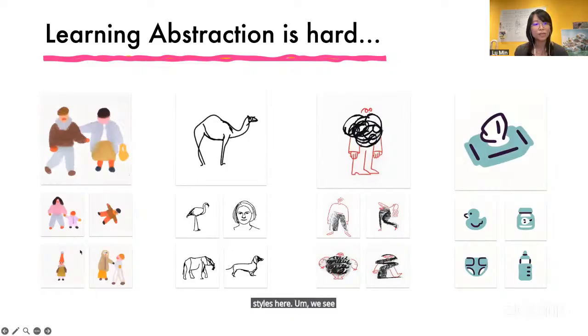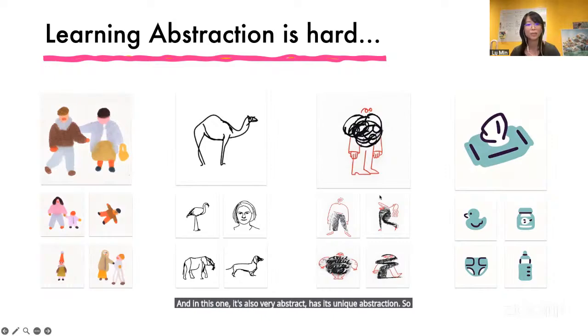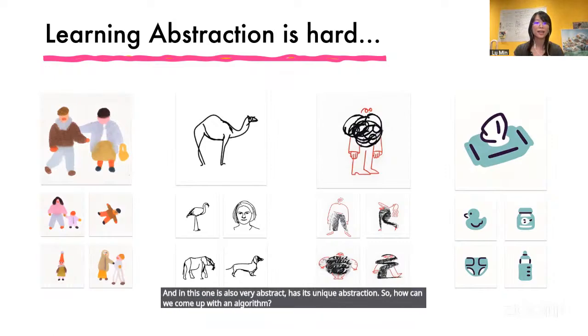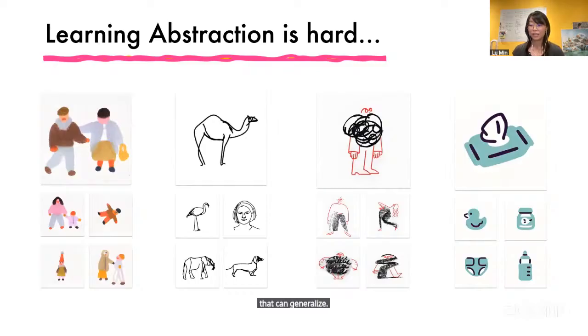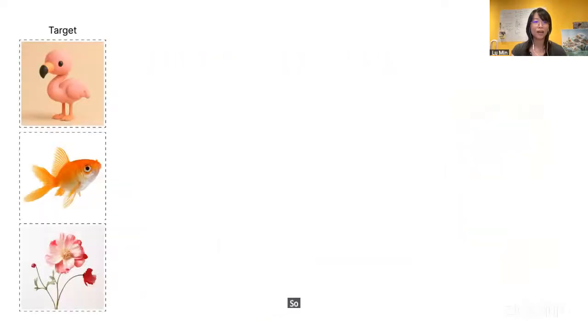We see that each style has very different abstractions. Like in this one, designers use boundary sketches to simplify the object. And this one is also very abstract, with its own unique abstraction. So how can we come up with an algorithm that can generalize the learning and the transfer of the abstraction? Let me first show you some results.